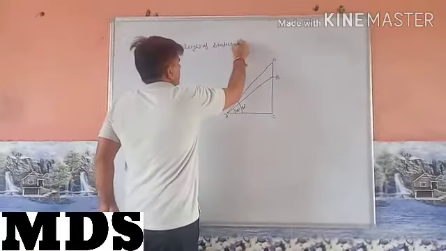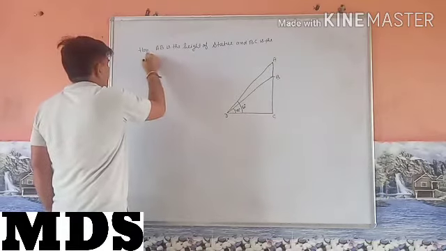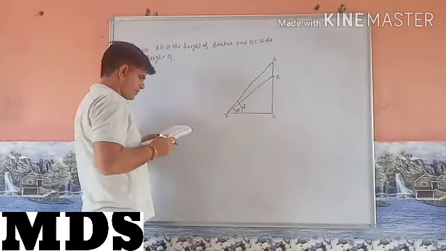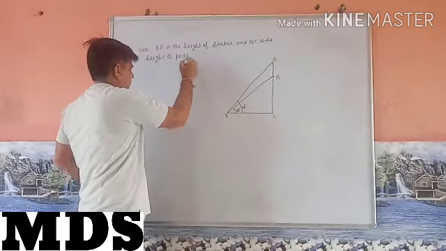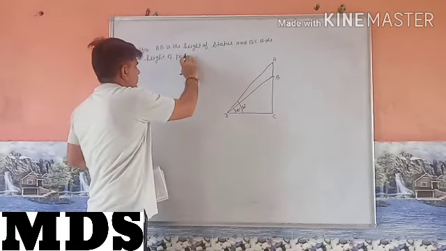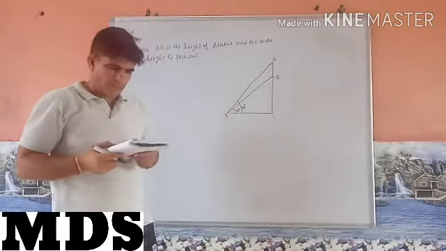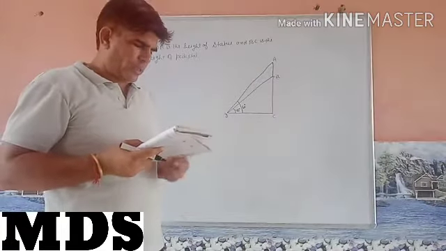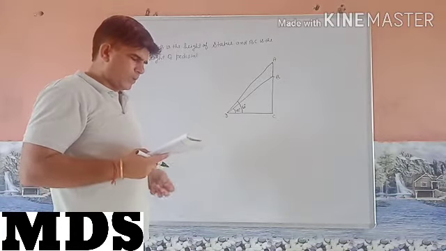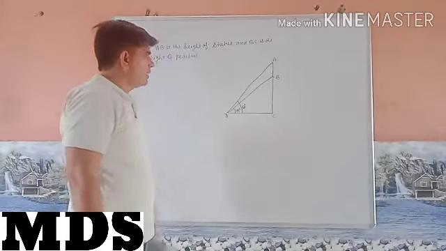and BC is the height of what? Pedestal. From a point on the ground, the angle of elevation of the top of the statue is 60, and from the same point the angle of elevation of the top of the pedestal is how much? 45 degrees. Find the height of the pedestal.